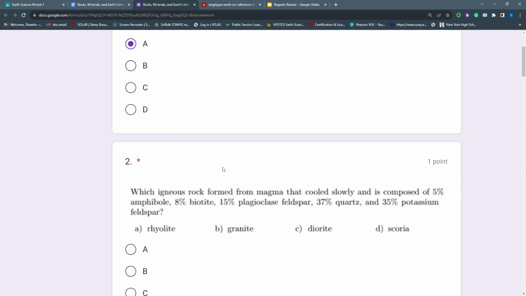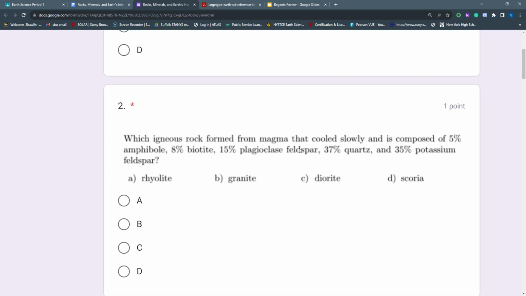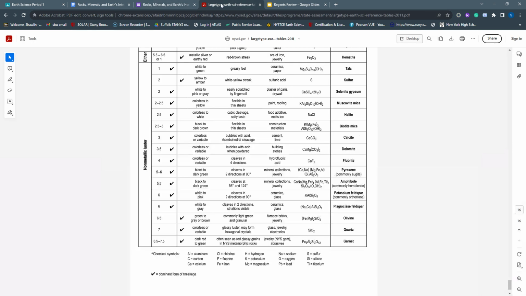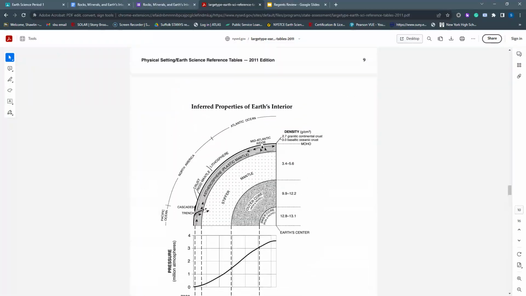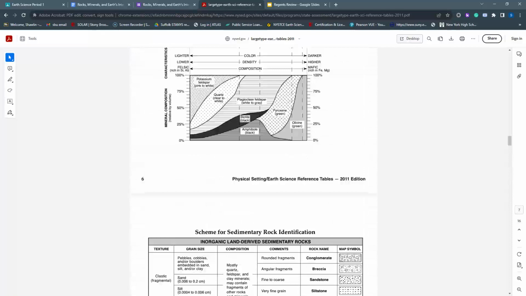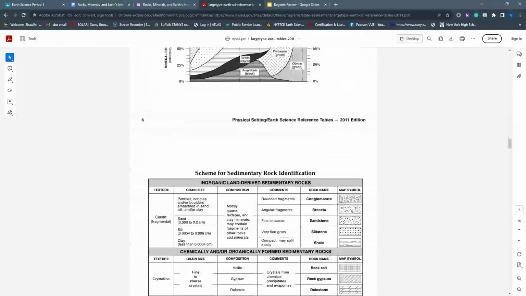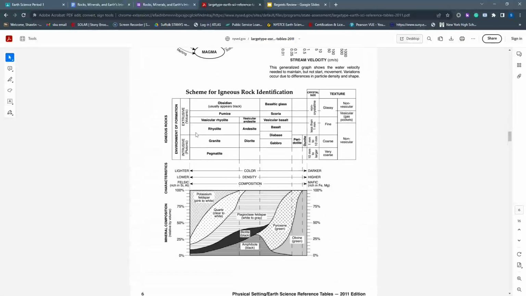All right, number two. Which igneous rock formed from magma that cools slowly and is composed of 5% amphibole, 8% biotite, 15% plagioclase feldspar, 37% quartz, and 35% potassium feldspar? So, first, I'm going to notice that it says igneous rock. If I see the word igneous rock, I'm going to go to my igneous rock chart, which is on page 6 right here.